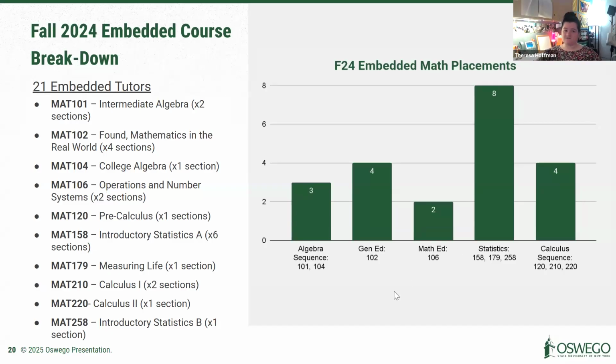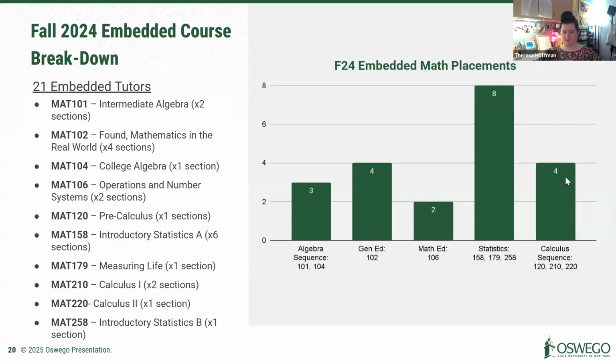At that time, we had 21 embedded tutors, and I did just a little bit of a breakdown of what courses we were embedded in. As you'll notice, we have most of our embedded placements in the statistics courses, 158, 179, and 258. We also have a higher presence in Gen Ed Math 102, and that is because there are more sections of that available.